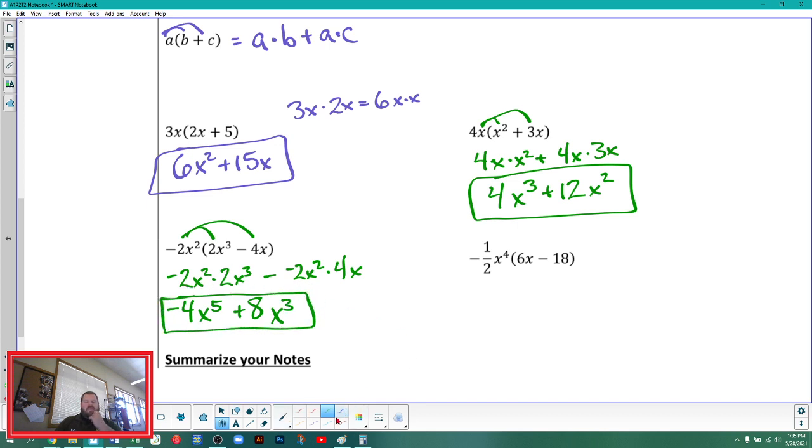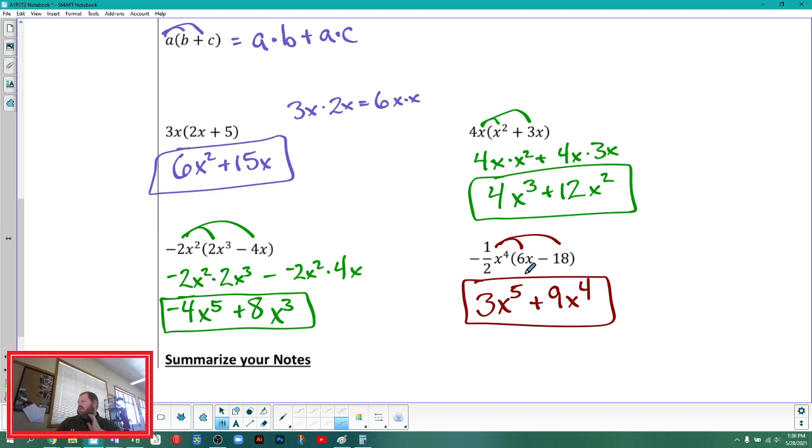Kind of getting ahead of ourselves with our exponent rules here, but that's okay. This one, distributing a negative 1/2 x to the fourth. Negative 1/2 times 6 is 3. x to the fourth times x will be x to the fifth. Negative 1/2 times negative 18 will be positive 9. And there's an x to the fourth there.